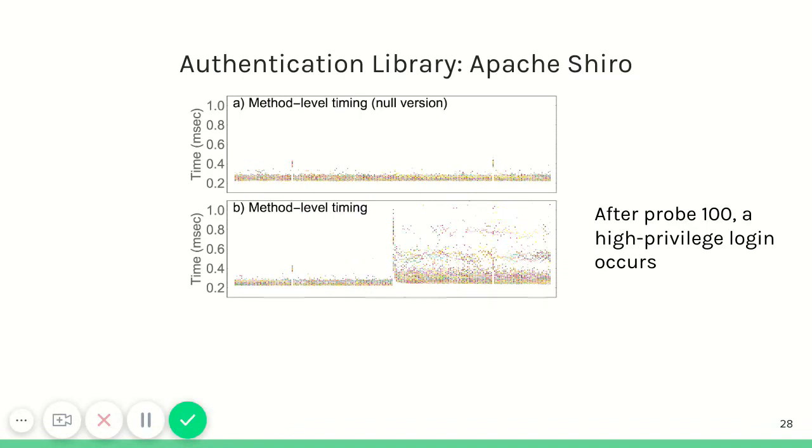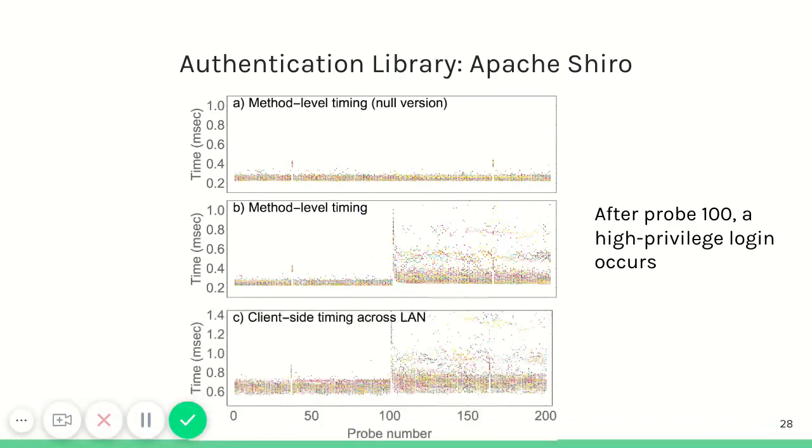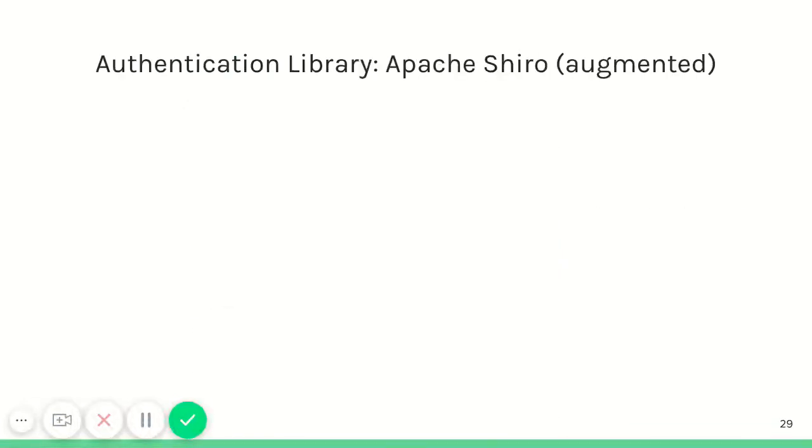These 2 experiments were run with timing taken at the method level. We ran an additional 3rd experiment taking client-side timing over a local area network to see if the timing side channel was observable. As you can see, the channel is now a bit obscured, but there does seem to be some change in the timing behavior of the probes following the atypical event. We were encouraged by this, so ran one more case study on the Apache Shiro library.